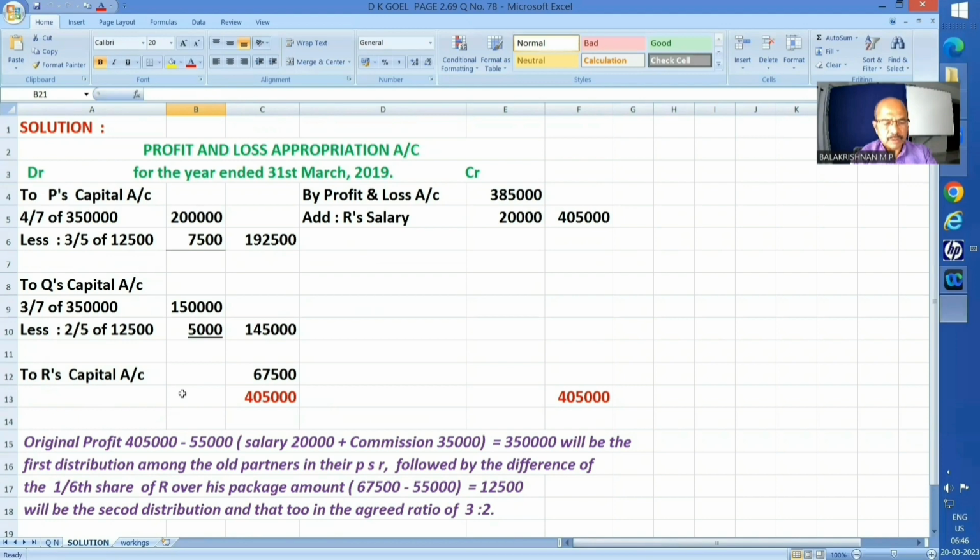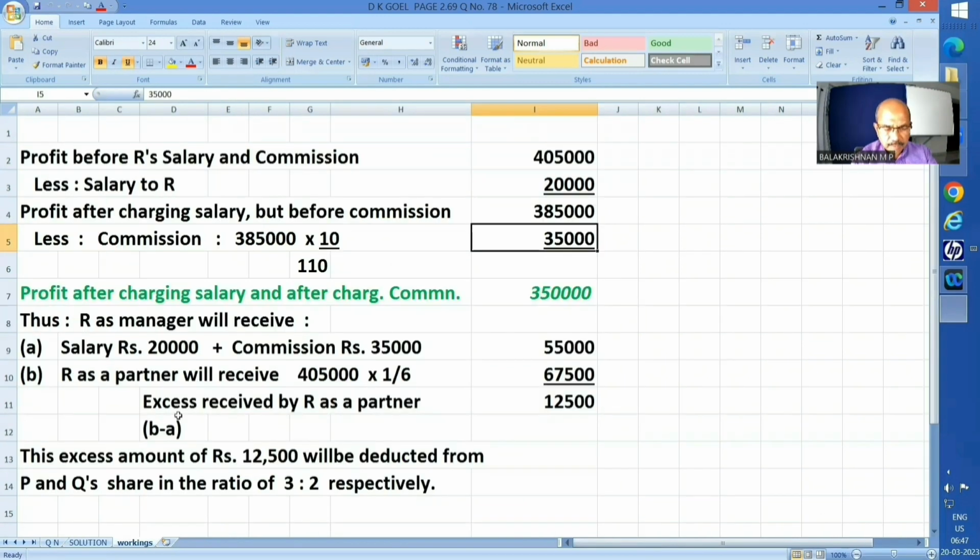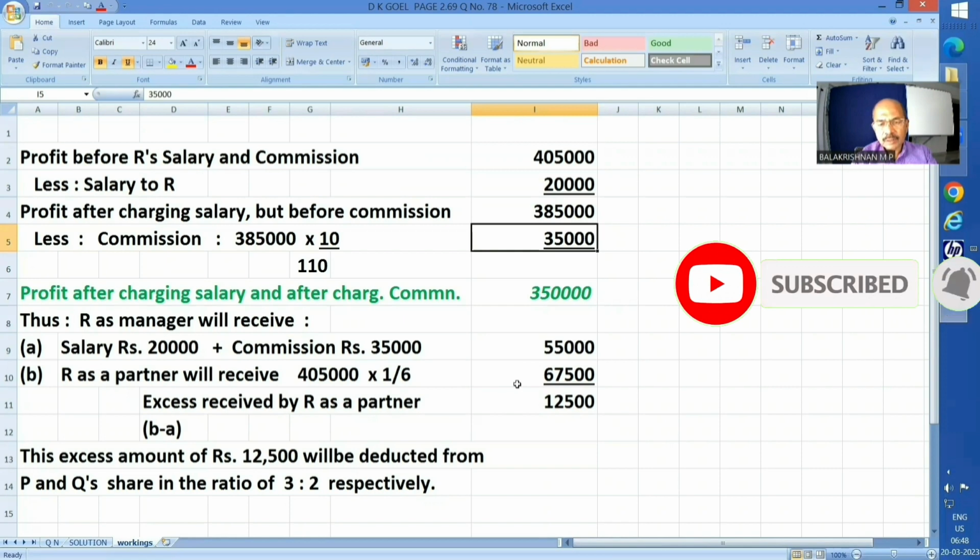Okay? Now, the matter is not over. Well, we recover the excess received by R as a partner, this 12,500, from this distribution in the ratio of 3:2 and pay to Mr. R as a supplement to this package. Then only the package will constitute 1/6 of the share of the original profit.